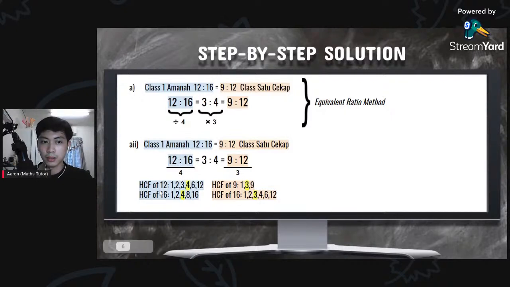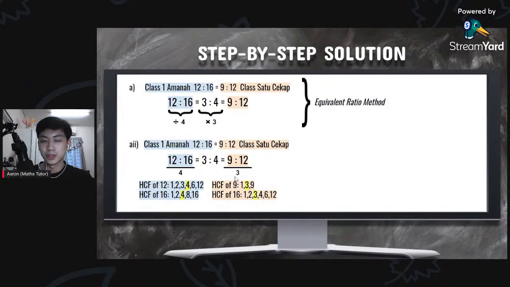For the highest common factor of 12 and 16, you can list it out. The highest common factor is the highest factor among the factors of 12 and the factors of 16. We found out that it is 4 for both, so you can divide by 4. 12 divided by 4, you get 3. 16 divided by 4, you get 4.